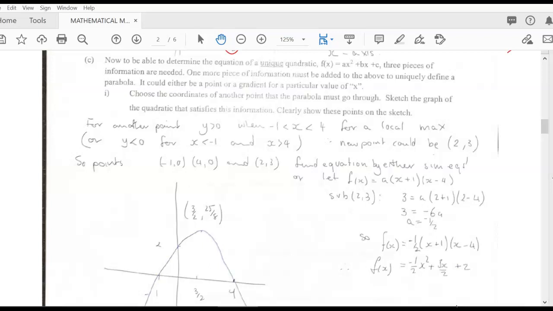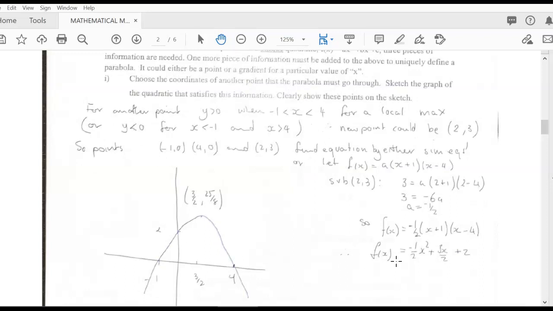It could be either a point or a gradient for a particular value of x. So part 1, choose the coordinates of another point that the parabola must go through. Sketch the graph of the quadratic that satisfies this information. Clearly show these points on the sketch. All right, so I'm just going to read through the solutions.